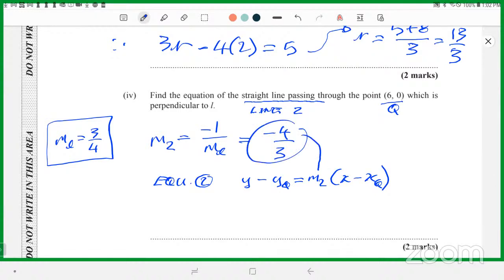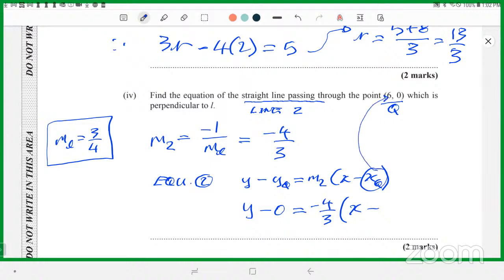So the gradient is going to come here, and the coordinates of the point are going to go here and there. The xq is this 6, and the yq is this 0. All right, so let's put the values in there. So the equation becomes y minus 0 equals the gradient, which is -4/3, because it's a perpendicular line, so it has the perpendicular gradient, into x minus the x value at q, which is 6. So put in 6 here.